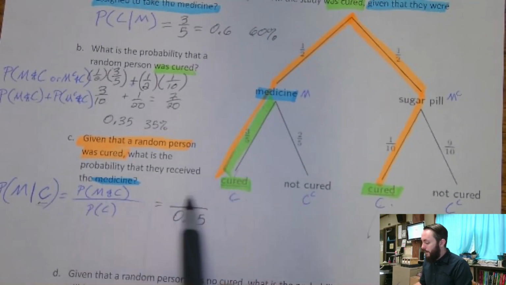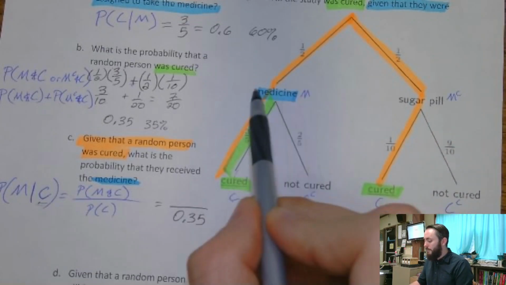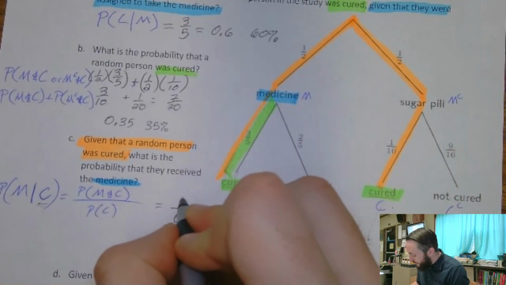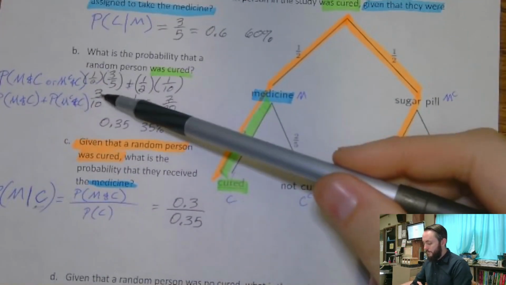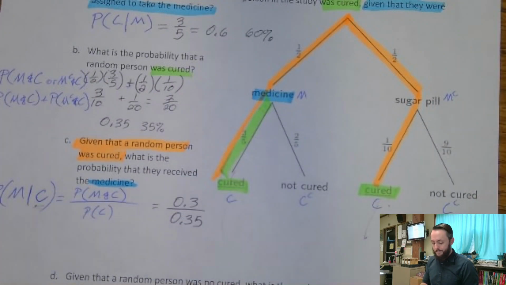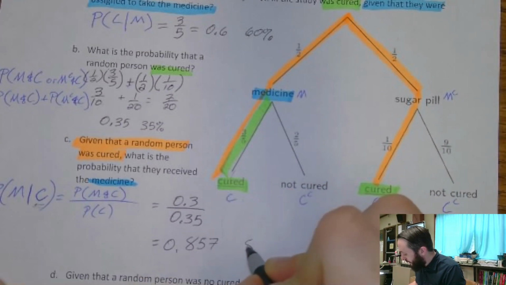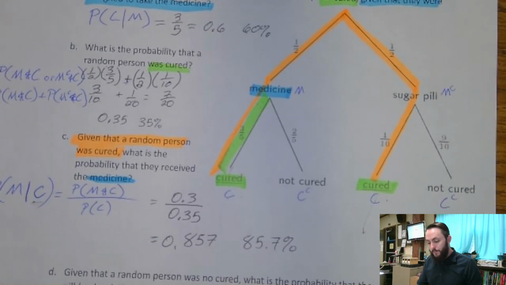And up above, this is the branch we're interested in because this is the branch that contains the medicine. So this is the branch that represents the intersection here. That's going to be 0.3. You want to know where that came from? That's 3/10. So 0.3 divided by 0.35, and that gives us 0.857 or 85.7%. So there we go. So that's C.